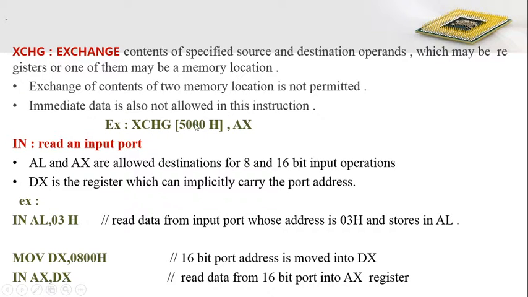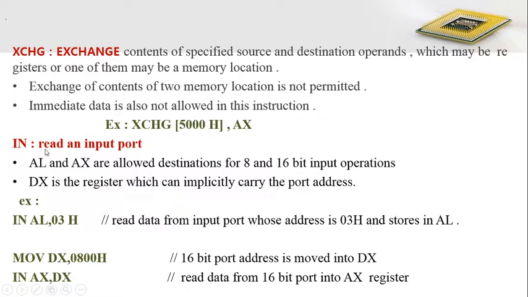So here is an example: exchange the content of 5000H, AX. The content of AX is loaded into location 5000 and the current content of 5000 is loaded back into AX. So whatever value was present in this location is now available in the AX register, and whatever value was present in AX is now available in this particular memory location.